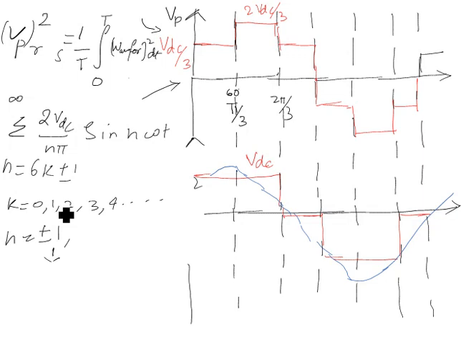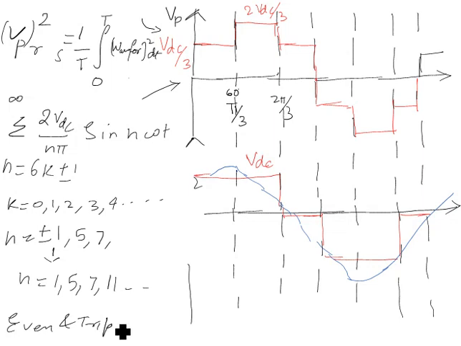Now if you put k equal to 1 here, you will get 6 plus 1, that is 7, and 6 minus 1, that is 5, so you will get 5 and 7. So n will be having 1, 5, 7, 11, 13 and so on. So it does not contain even and triplen harmonics. Triplen means third harmonic multiples. Okay, so this waveform does not contain triplen and even harmonics.